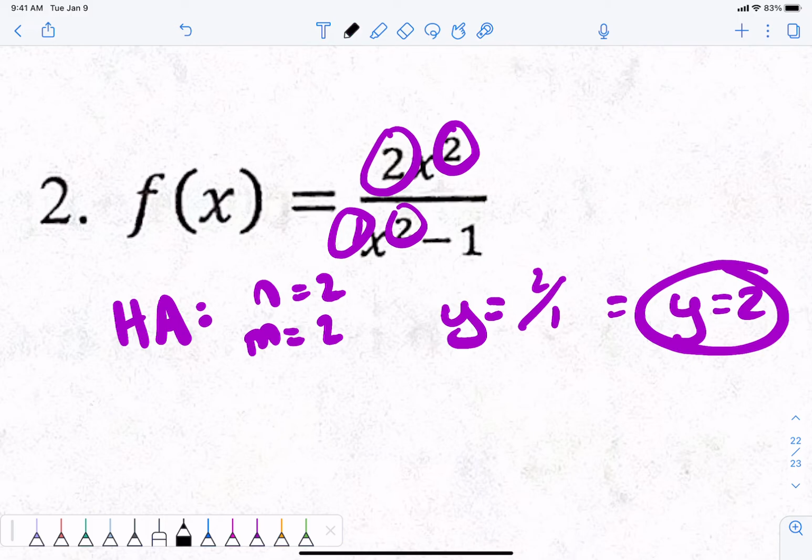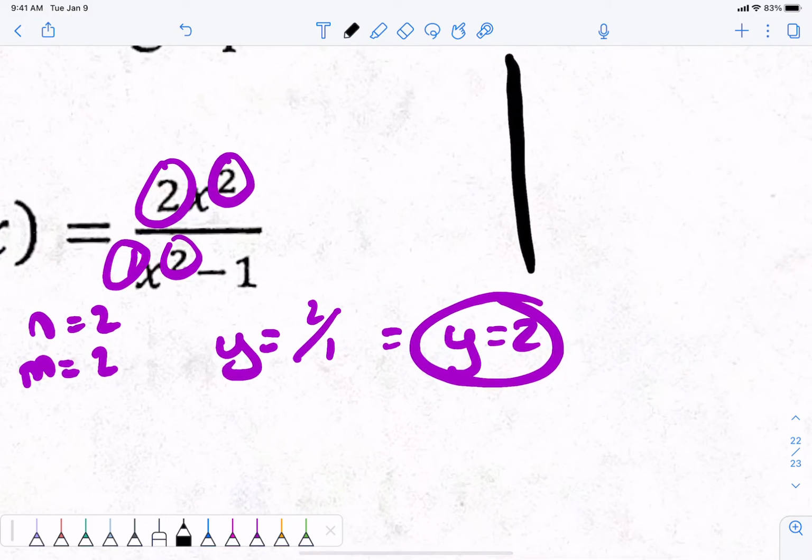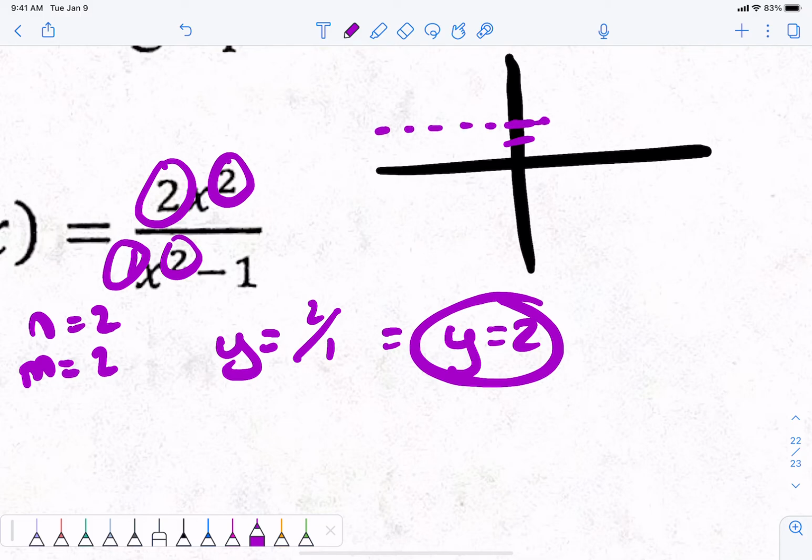Okay, just so that we're clear on what's happening here: if I have this graph, my horizontal asymptote is going to be at 2, and this is going to be my dotted line. The graph is not going to touch that line, just so that we're clear what that looks like.